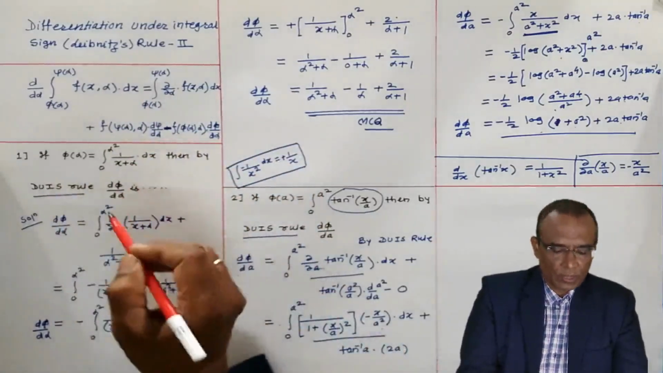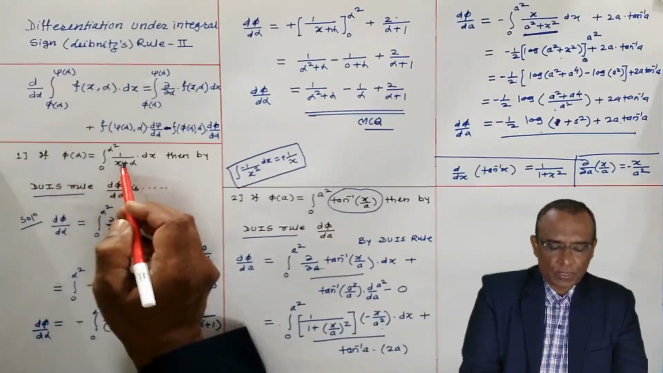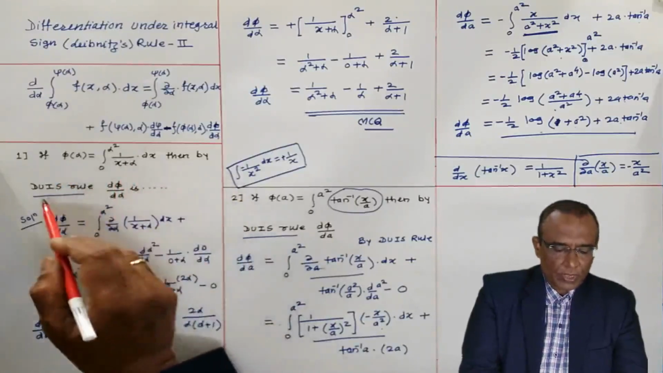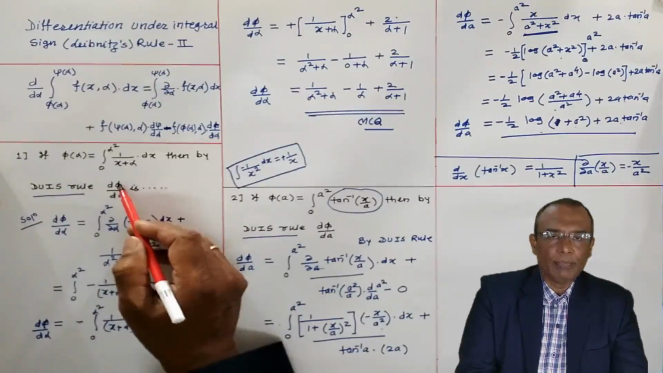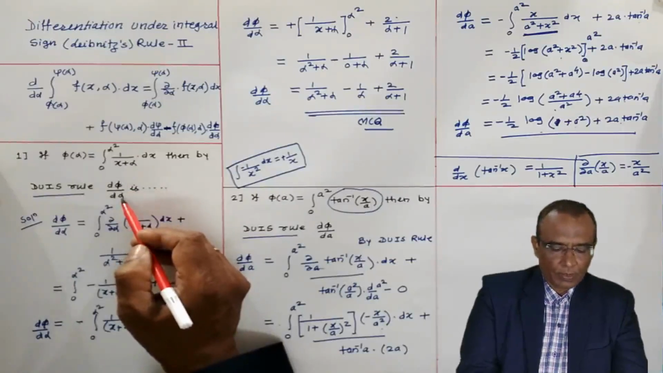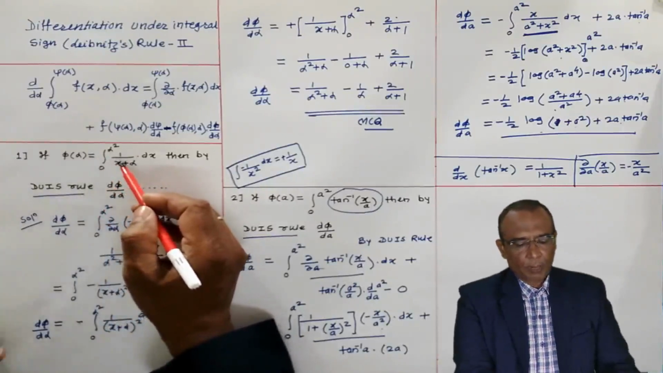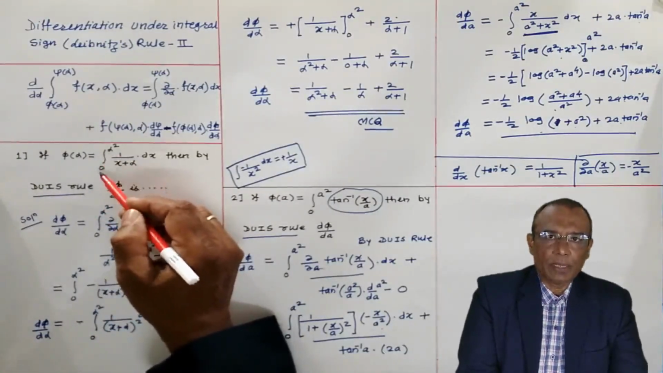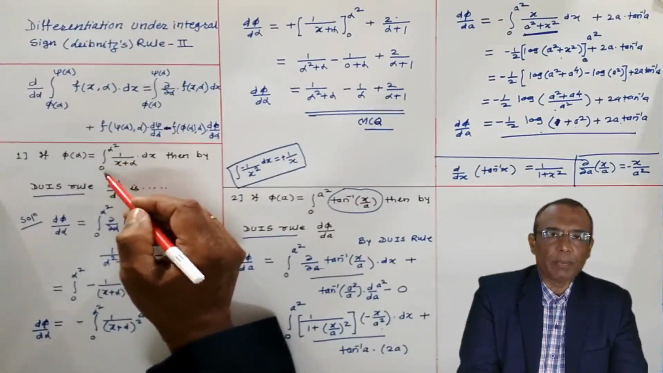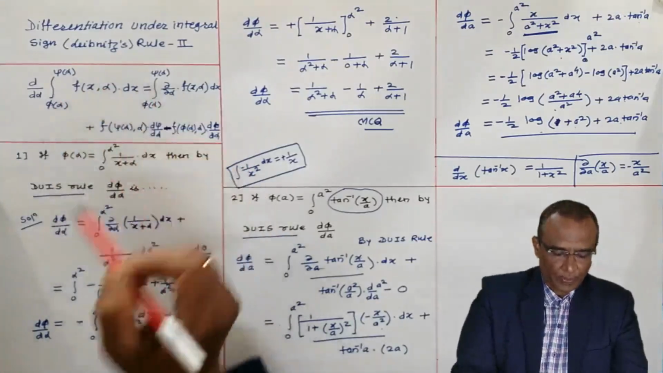Now problems on Leibniz rule 2. If phi alpha is this function, then by differentiation under integral sign, find the value of d phi by d alpha. Here the second Leibniz rule we are going to apply, because the limits of integration are given in terms of the parameter alpha. If one of the limits or both the limits are given in terms of parameter alpha, we use the second Leibniz rule. Then this rule we have to apply.